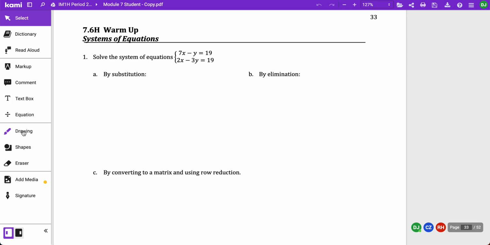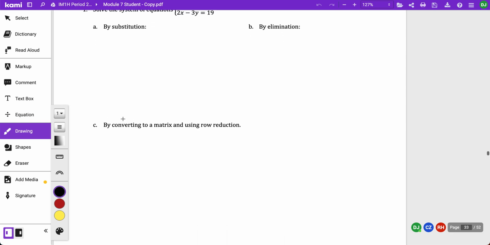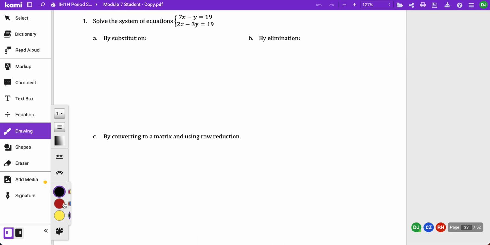The first thing we want to do, it says let's solve this with substitution, elimination, and then everybody's favorite, row reduction. So it'll give us a good reminder on how to do that. If we were to solve this by substitution, right here I notice I have a y by itself. So if I have 7x minus y equals 19, and I want to get y all by itself, by adding y and subtracting 19, we would get y is equal to 7x minus 19. And then I know what y equals in terms of x, so I'm going to plug it into the second one.